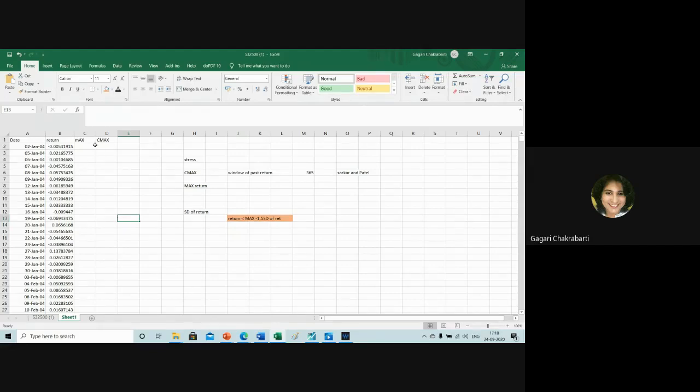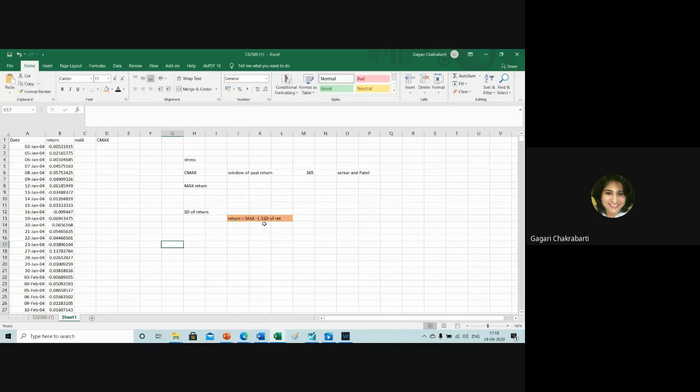Since we are talking in terms of stress, this formula is really very helpful for us. Either you take the decision on the basis of the Cmax, whether Cmax is greater than 1 or less than 1, or you can find out the ranges and define return in terms of max plus minus certain SD.